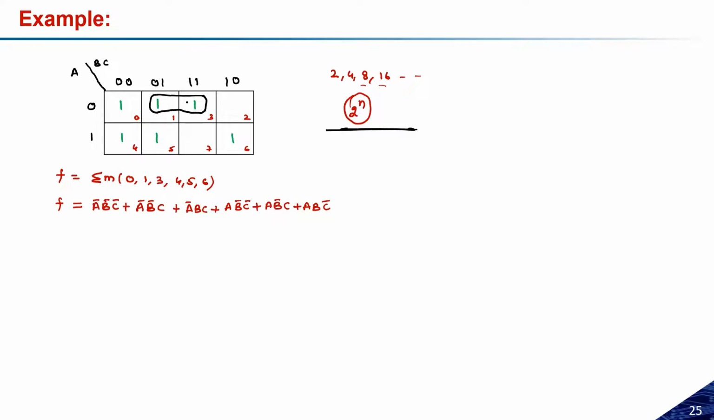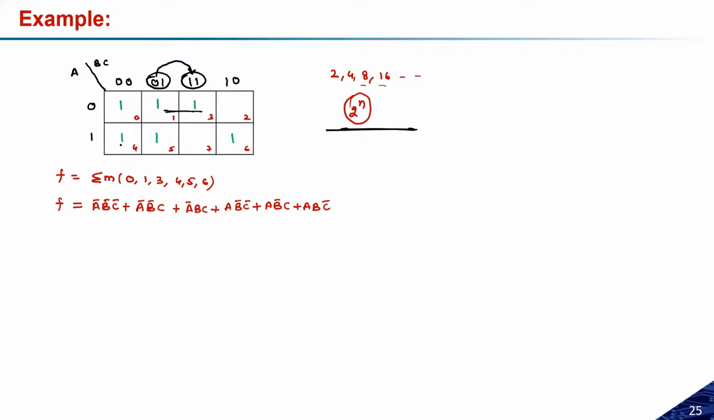Okay. And to consider whether these two numbers are adjacent to each other or not, we need to check if there is only one bit change in these two numbers, then we can call them adjacent to each other. So if you see here, this one indicates 0 1 and this is 1 1, and only one bit is changing, so these two are adjacent, and we can clearly see from the K map as well that these two are adjacent.